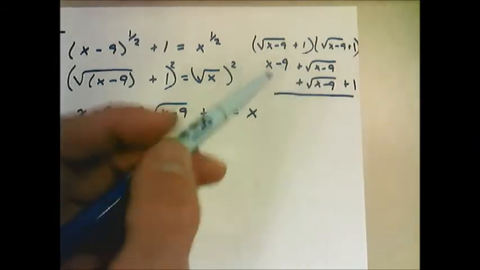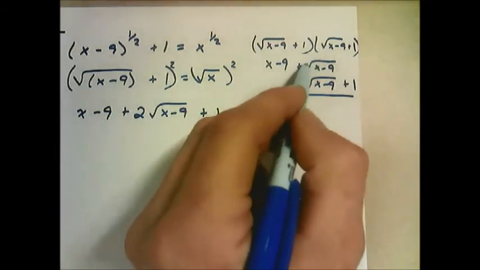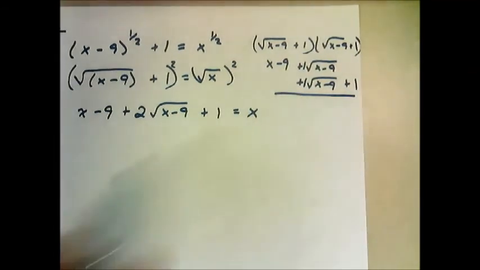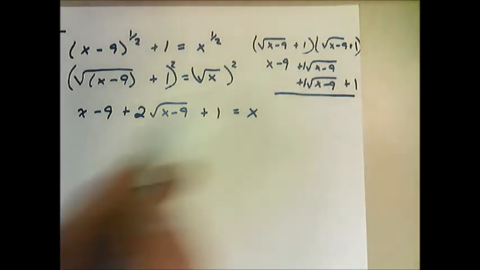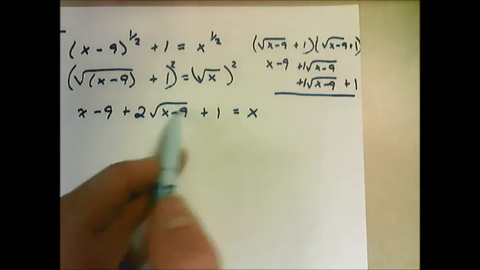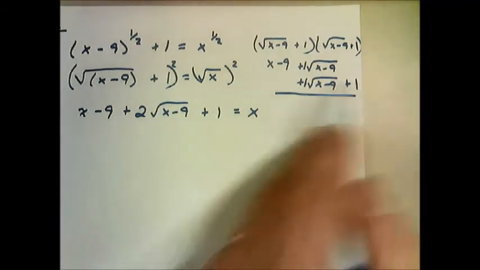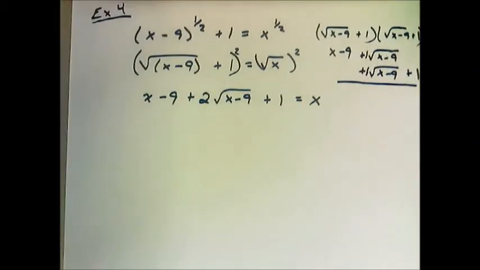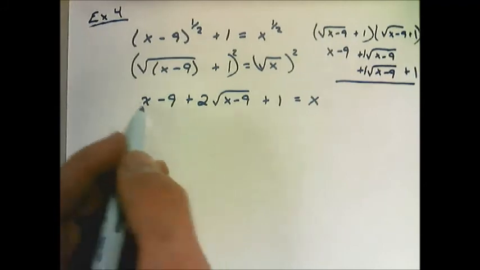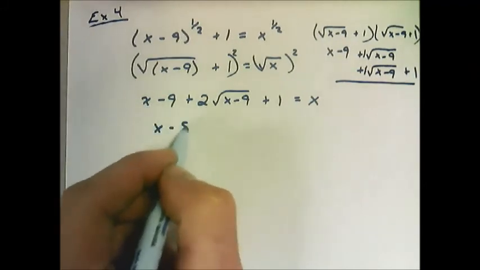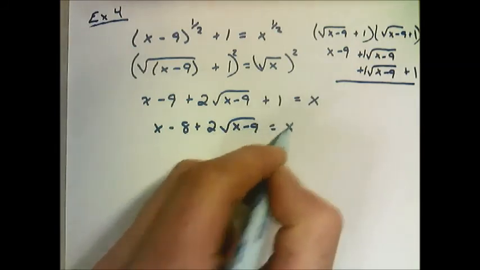Adding those together, I have x minus 9, which is what I have over here. Remember, there's a 1 in front of the radical. So 1 radical x minus 9 plus 1 radical x minus 9 gives me 2 radical x minus 9. Again, remember the radicand does not change. And then plus our 1. So now we can go ahead and simplify this left side. I have x minus 8 plus 2 square roots of x minus 9 equal to x.